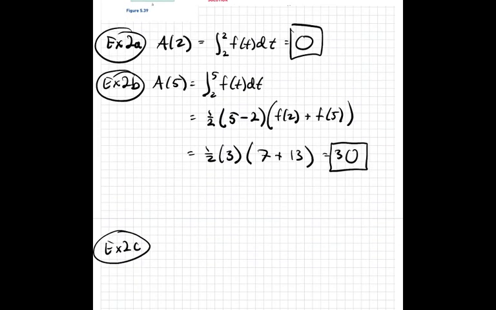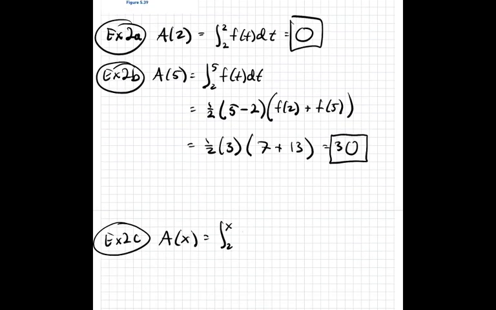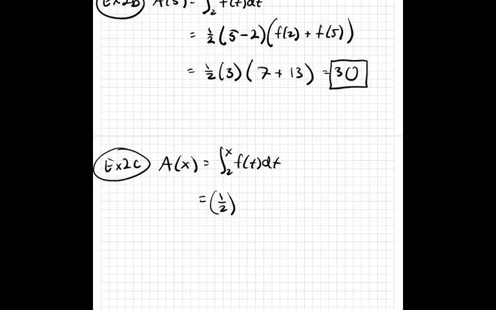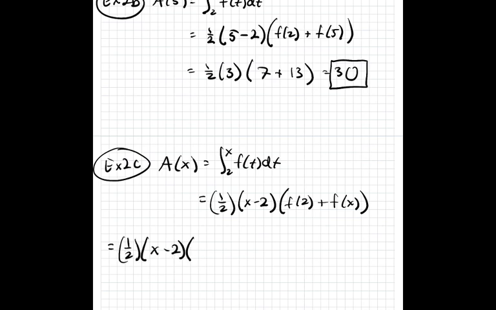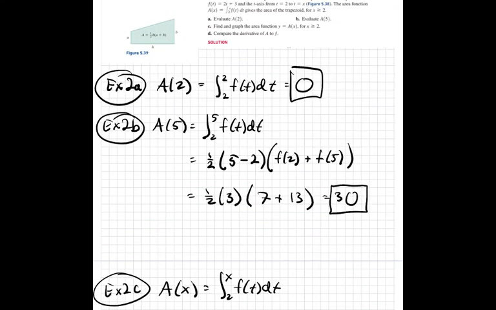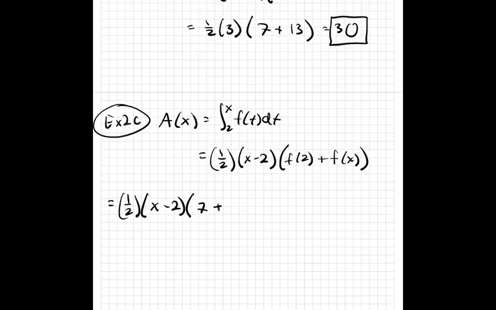So they want us to find the area A of x. It's going to be the integral from 2 to x of f of t dt. If the basic shape is a trapezoid, the area of a trapezoid is going to be 1/2 times the height, which in this case is x minus 2, the length along the x-axis, times the sum of the two bases, f of 2 plus f of x. I'm going to create some space by moving over here. This becomes 1/2, we have our x minus 2, f of 2 is 4 plus 3, which is 7, plus f of x, which is 2x plus 3.